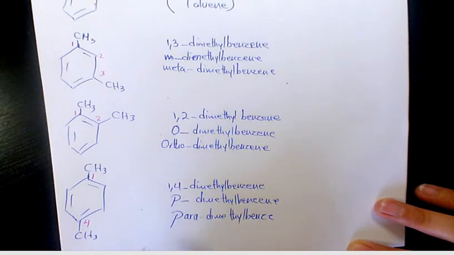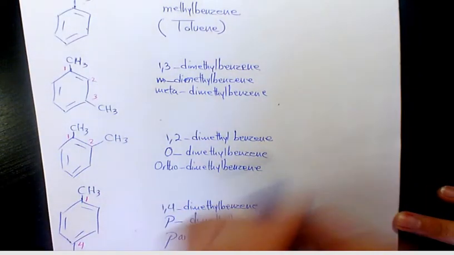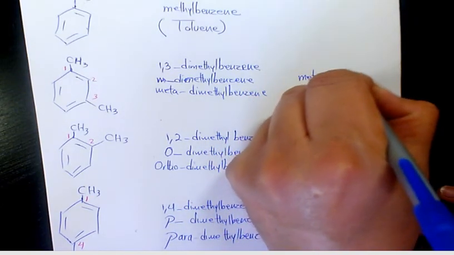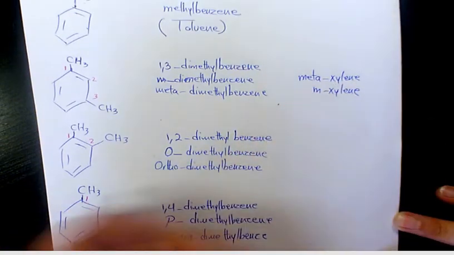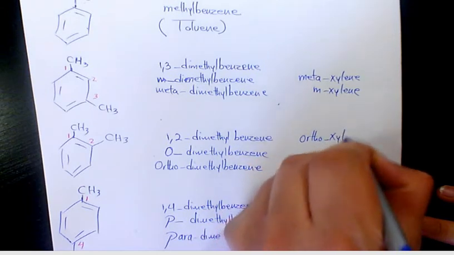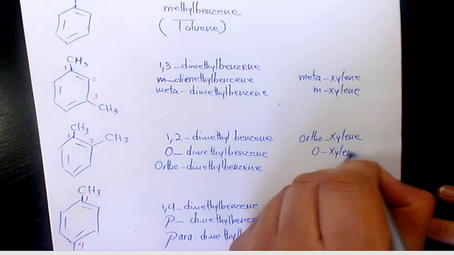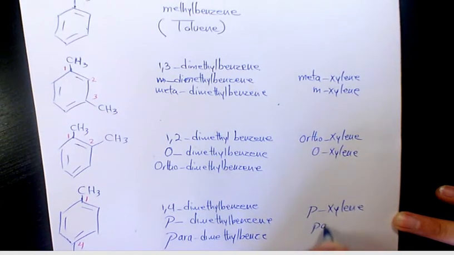There is another name for those compounds like these three that have two methyl groups connected to the benzene ring, which is called xylene. So the first one is going to be meta-xylene or m-xylene. This one is going to be ortho-xylene or o-xylene. And the next one is going to be p-xylene or para-xylene.